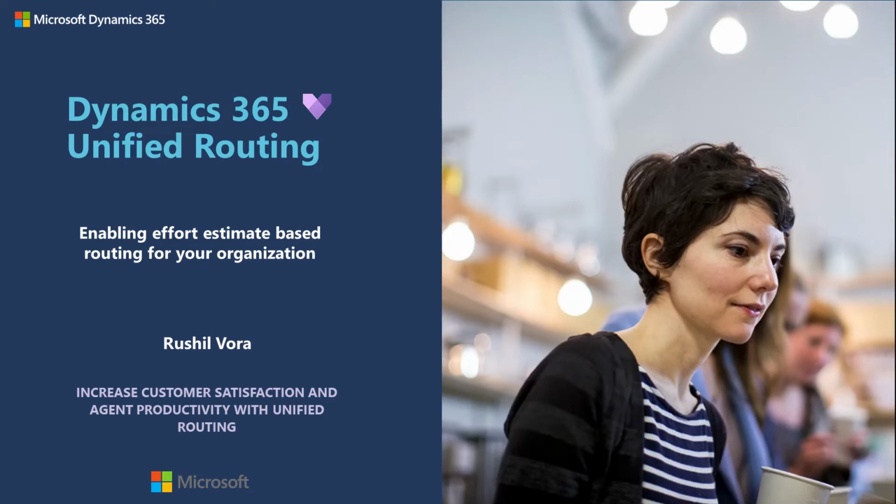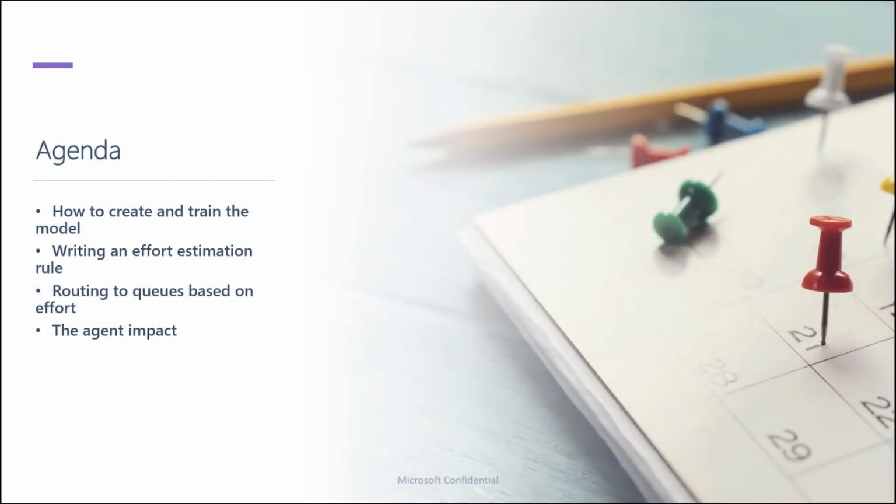Hello everyone. In this segment, we'll be covering how to enable effort estimate-based routing for your organization. We'll start off by covering how to create and train the model. Then we'll run through writing an effort estimation rule. From there, we'll cover how to route to queues based on effort estimates. And finally, we'll talk through the agent impact.